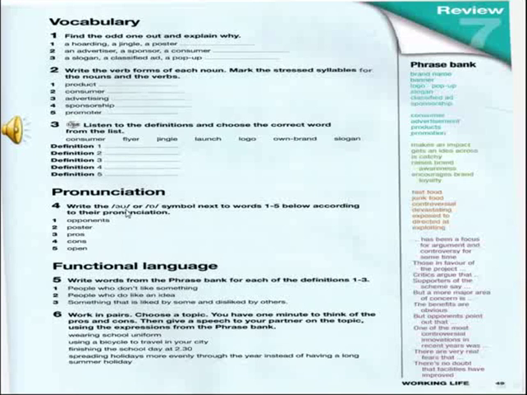Pronunciation. Exercise 4. Write these sounds next to the words 1 to 5 below according to their pronunciation. Read these words. Before you open your Oxford Dictionary, write in your mobile phone. I want you to work on your own first. You read the word and write the sound in front of the word, right? I want you to work on your own.